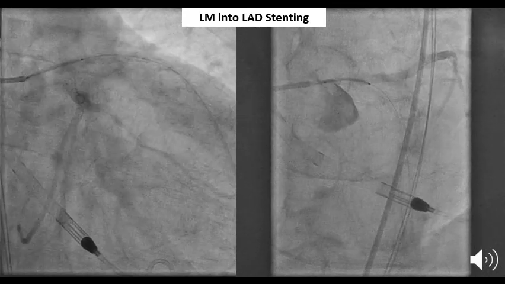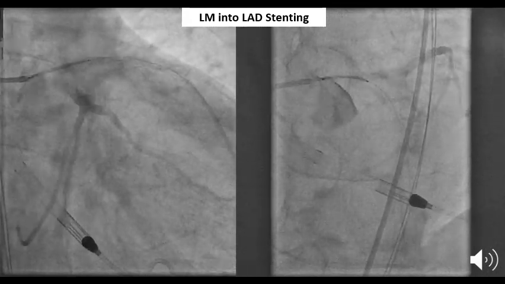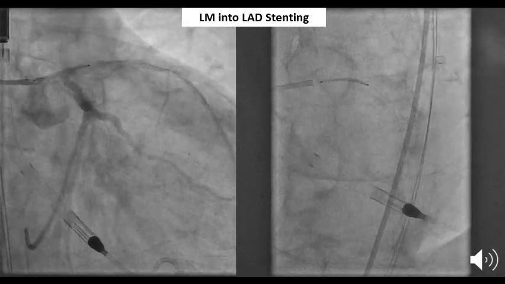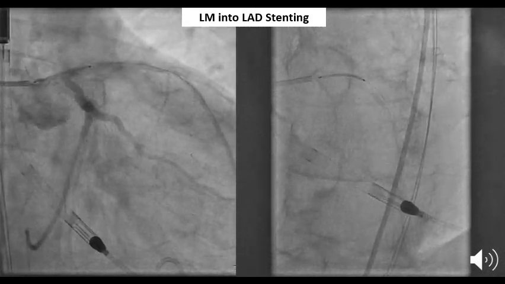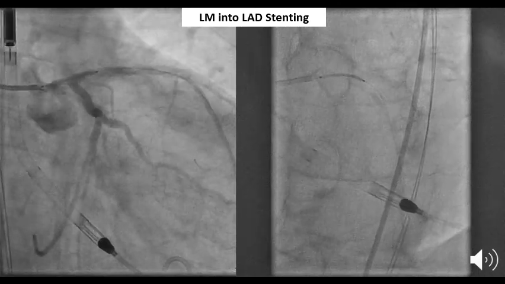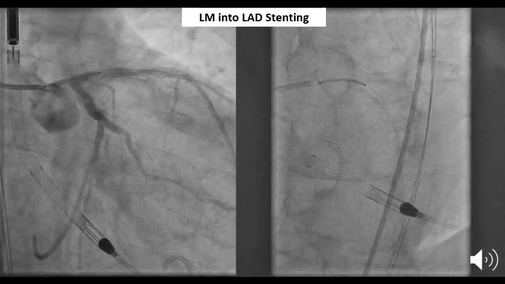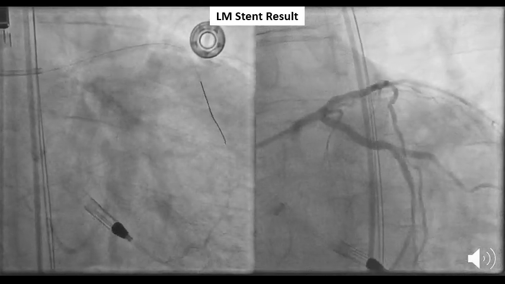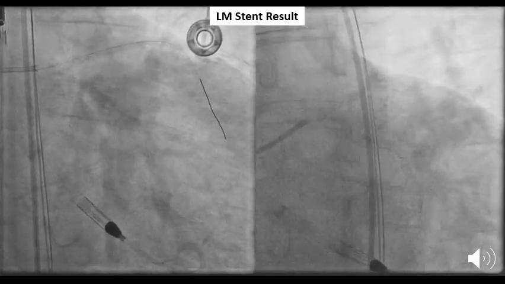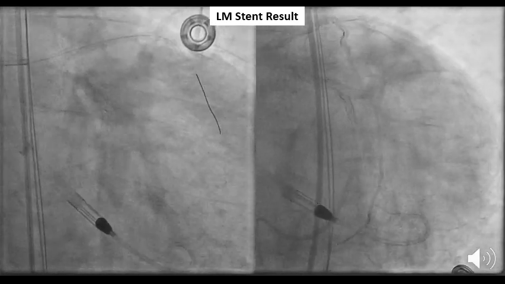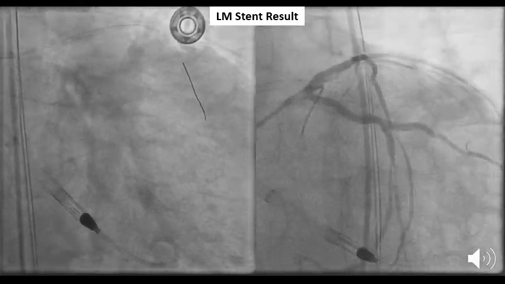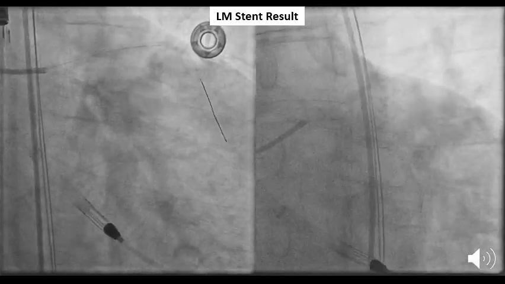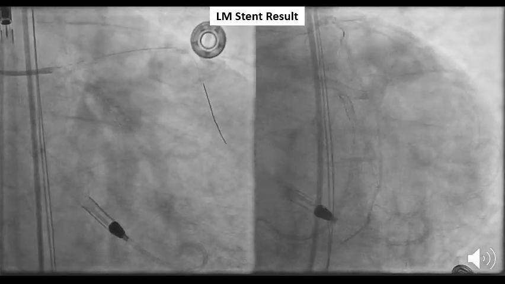Following PCI of the circumflex, PCI of the left main and LAD was performed with a 4.2 millimeter stent. The stent positioning angiograms are shown here, followed by the final angiograms in the next slide. The final result for the left main PCI is shown in the RAO and in the LAO caudal projections on this slide. The stent was post-dilated with a 4.0 millimeter NC balloon and then confirmed with IVUS.